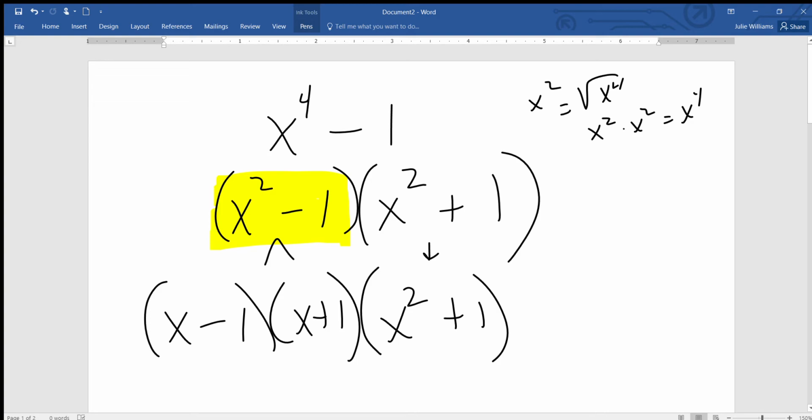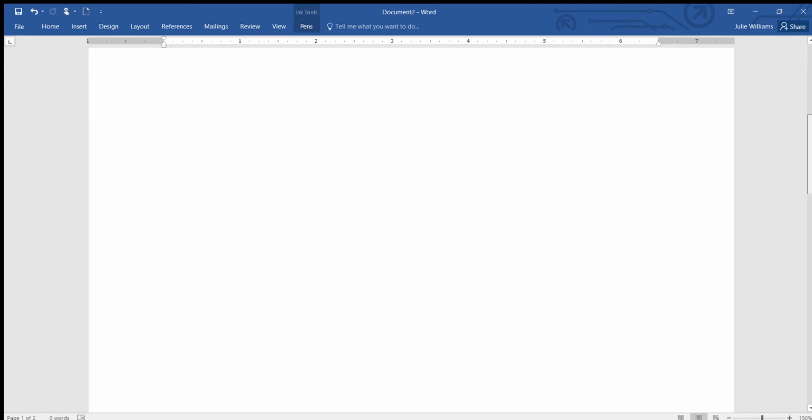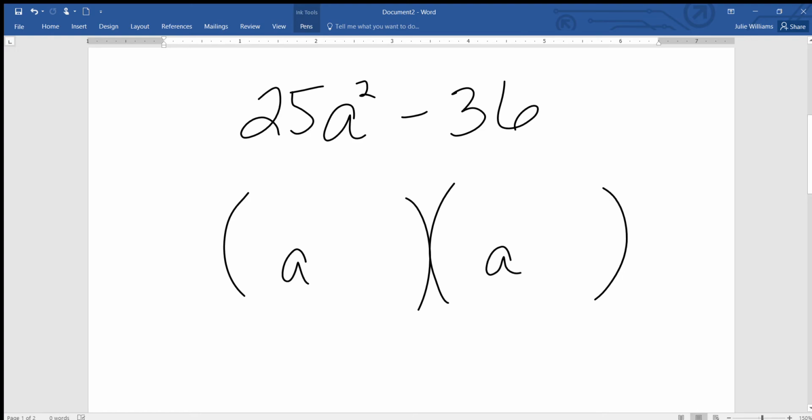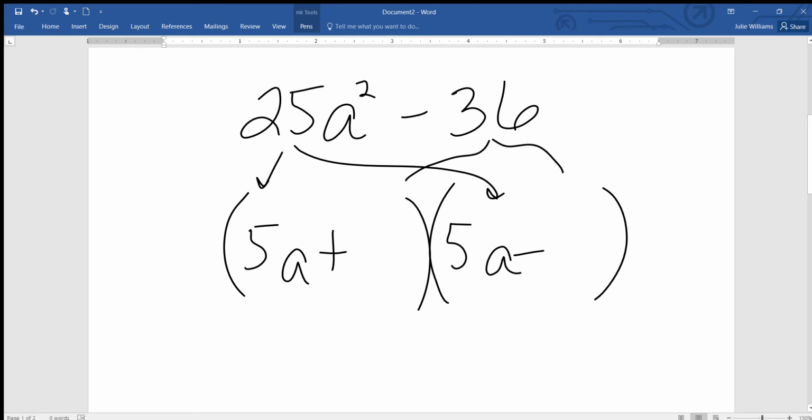It also works if we have coefficients. So let's say we have 25a squared minus 36. We've probably noticed the pattern. The a and the a are going to be here. And what you're just doing here is taking the square root of 25, which is 5. One of these has to be plus, one has to be minus, and then the square root of 36. There's that one factored for you. This is just difference of perfect squares.